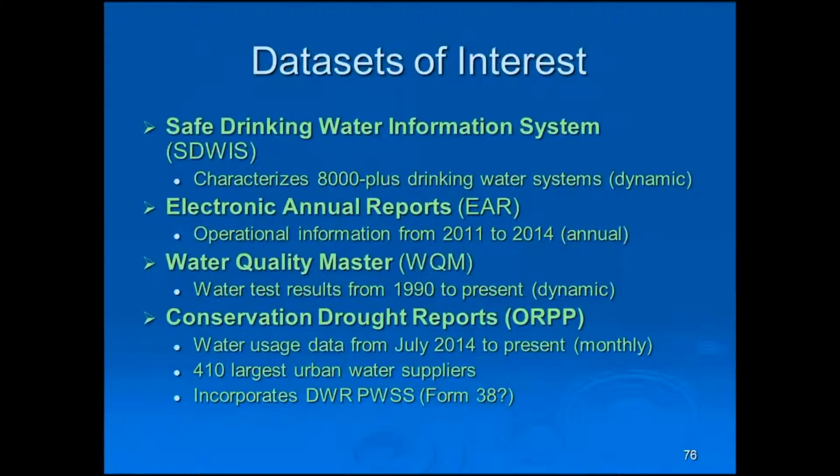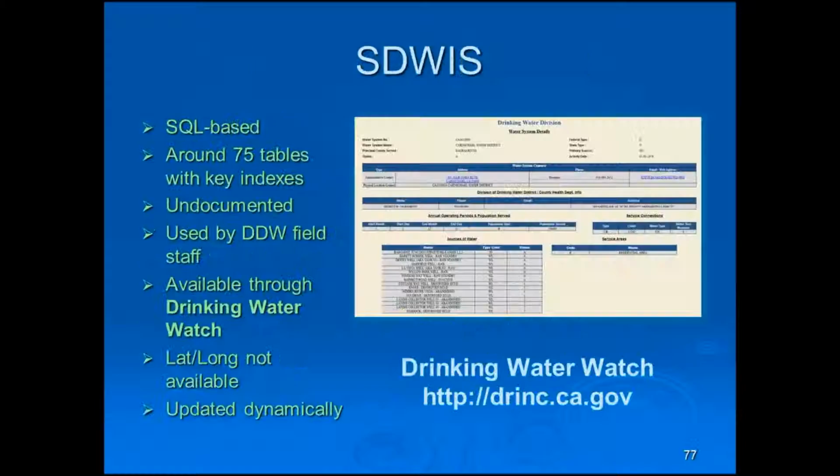Spacebar. Like this. There are 4 data sets of interest here, and I'm going to go over each one of them. We have SDWIS, which is a federal system, an electronic annual report that consists of operational data of various water systems within the state, of which there are about 8,000 active water systems. The Water Quality Master has all the information dealing with sample results of water coming into or being distributed, raw water and finished water sources going out to the public. And conservation drought reports, timely. Every month the board looks at information dealing with conservation.